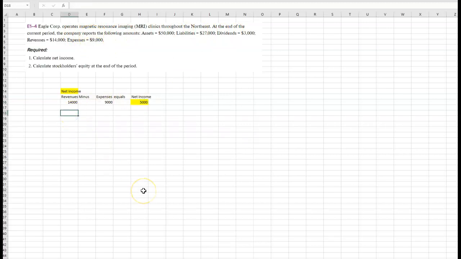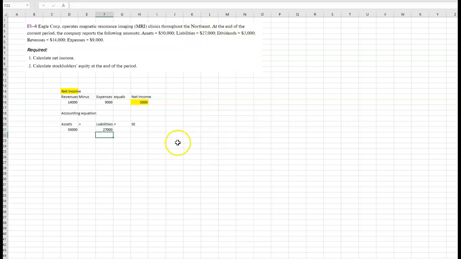Well, there's another way to do that. The accounting equation. The accounting equation is assets equal liabilities plus stockholders' equity. Okay, so how much are our assets? Our assets are $50,000. How much are our liabilities? $27,000.